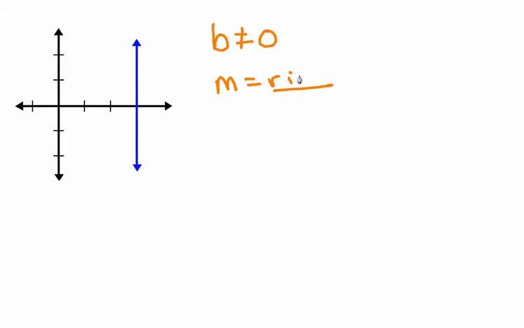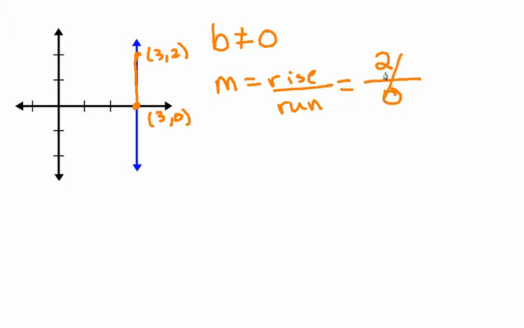Well, slope is rise over run. So let's take a look at what we have on our graph. Here there's a point at (3, 0), and here there's a point at (3, 2). Well, the rise is up 2, we move up 2 units, and the run, the amount we move left or right, is nothing. We haven't moved to the left or right at all. Well, we can't divide by 0. Dividing by 0 means it's undefined. So in this case, our slope is undefined.